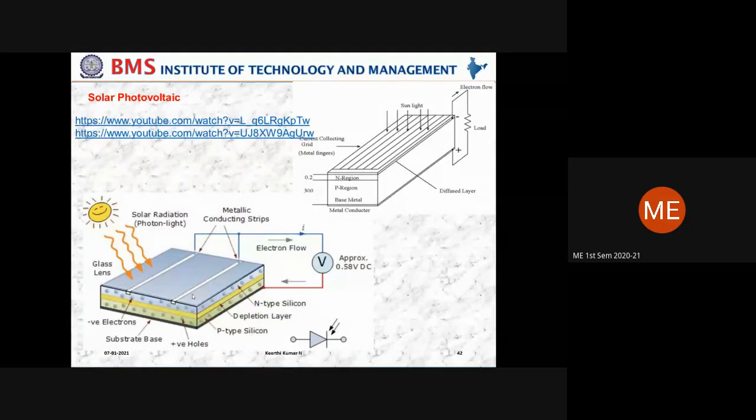You can easily grasp it. N-type silicon, P-type silicon. A P-type silicon always consists of positive holes, and the N-type has negative electrons, correct? At the top there will be a glass lens. Whenever you apply a load, it will generate electricity. I have shown the video in the very beginning class, correct? How the solar photovoltaic works. And you have studied this concept in electronics also, correct?